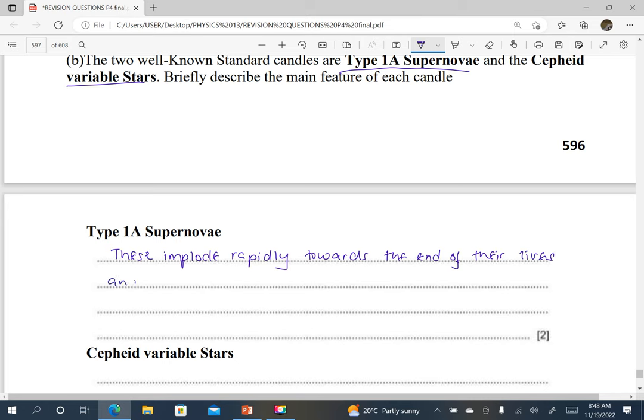They scatter matter and energy out into space, and they may result in white dwarfs at the end of their lives.